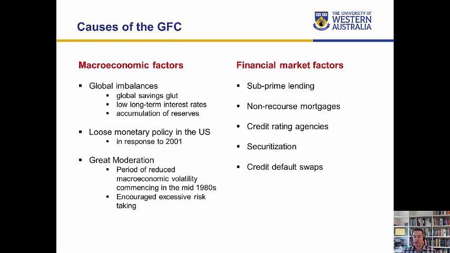The second one, loose monetary policy in the United States. Whereas for global imbalances you have to do a lot of reading, with loose monetary policy, not so much reading. I encourage you to do a little bit of reading to understand why short-term interest rates were pushed very low in the early 2000s in the United States and how that linked on and helped create the global financial crisis. But just a small amount of reading on that so that you understand the role that loose monetary policy played.